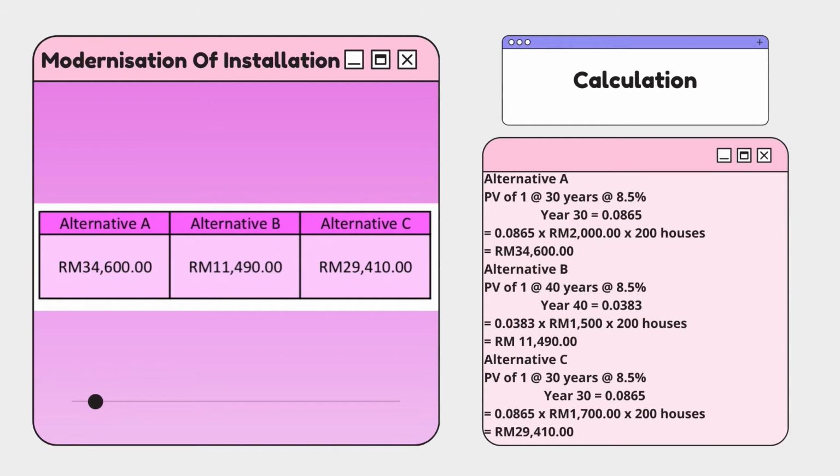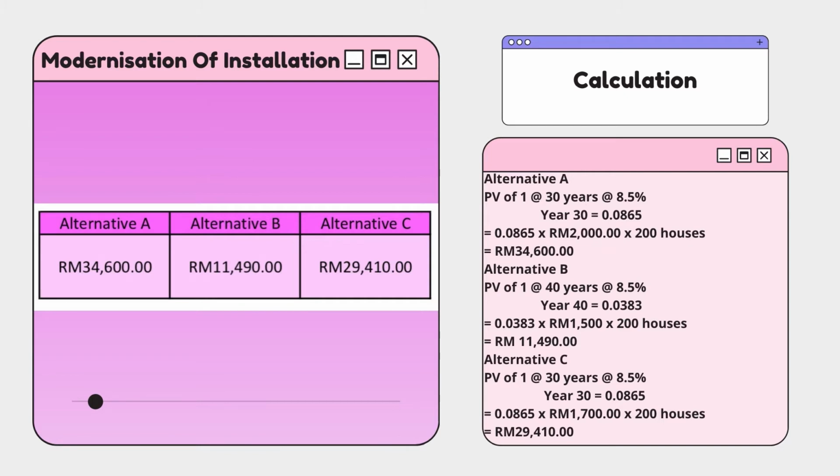For the modernization of installation costs, alternative A is 34,600 ringgit, alternative B is 11,490 ringgit, and alternative C is 29,410 ringgit. The calculation for this part utilizes the present value table. In this case, the present value of 1 is used to calculate the modernization of installation costs. The renewal cost period for alternative A is 30 years per house at 2,000 ringgit. The interest rate set in this question is 8.5%. Therefore, according to the present value of 1 table, at year 30 it's set as 0.0865.